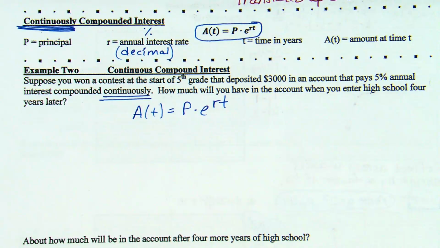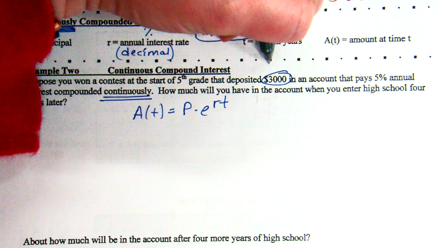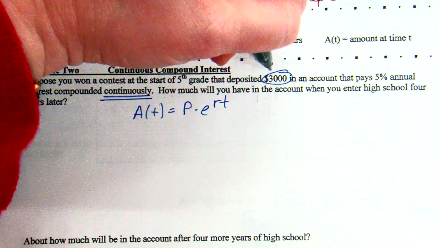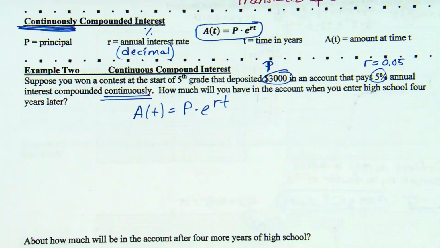Okay, the principal, the amount you're starting with, is 3,000. That would have been our initial value yesterday, our A value, right? Okay, what else do we know? Okay, 5% is my interest rate. What form will I use of 5%? Move it to the left, and it's 0.05. What else? How much will you have in the account when you enter high school 4 years later? So T is 4.